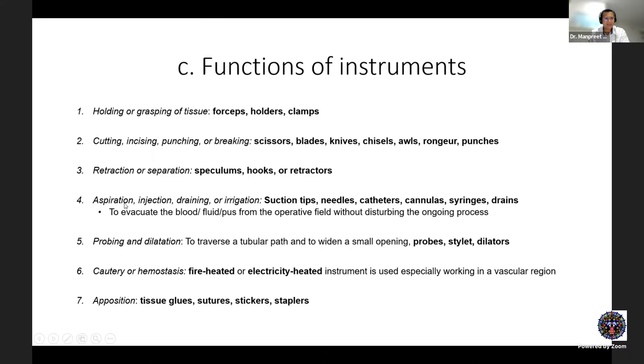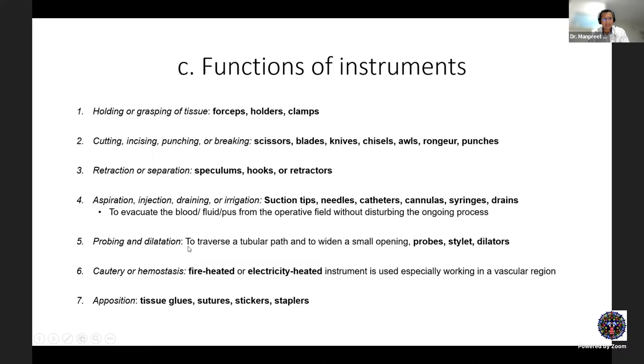Then comes aspiration, injection, draining, or irrigation. That's done by suction tips, needles for irrigation, catheters, cannulas, syringes, and drains. Drains are used to evacuate blood or pus from the operative field or some cavities, for example when we drain an orbital abscess. We put a drain so that the flow is maintained out of the orbit and the orbit remains decompressed.